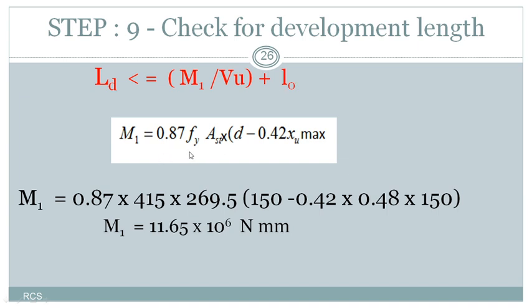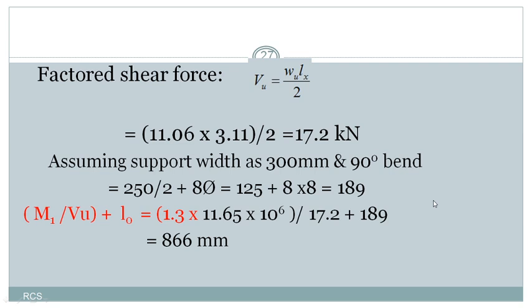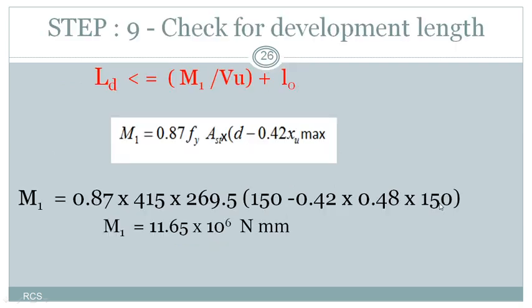So M1 can be calculated corresponding to the maximum depth of neutral axis, that is 0.87 Fy Ast times (d minus 0.42 Xu max). So Xu max value will be, for the given grade of steel, that is Fe415, 0.48 into d. D is here, actually it would be 110. Sorry for that. It would be the d value is 110. If you calculate that, we will get the M1 value as 11.65 into 10 to the power 6 Newton mm. The value will be less if you multiply it with 110.